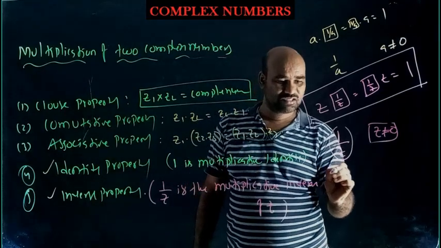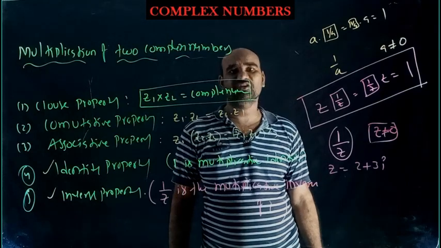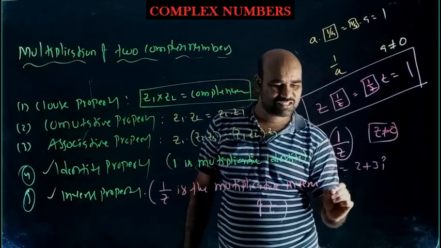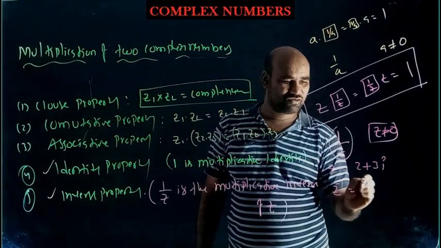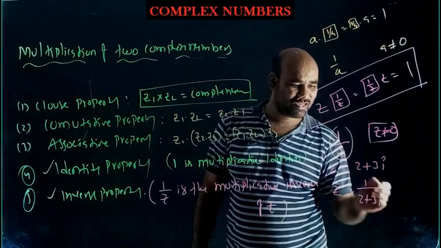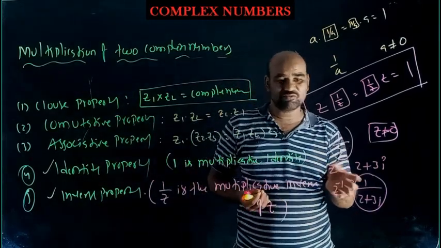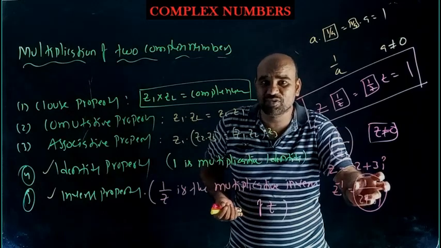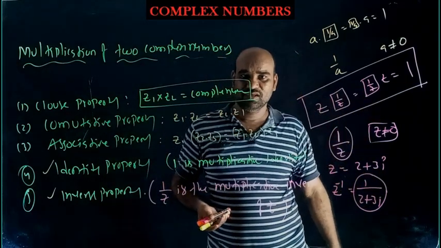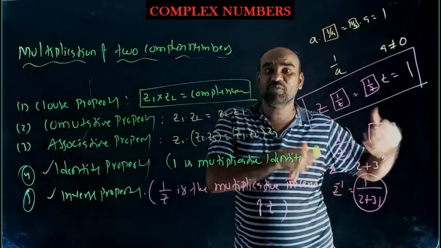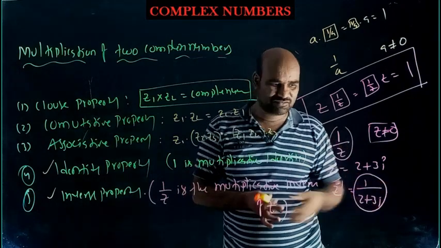Example problem. Z is given as 2 plus 3 iota. Then find its multiplicative inverse. Multiplicative inverse means Z power minus 1, you can write sometimes, 1 by Z. Z power minus 1 equal to 1 by 2 plus 3i. 1 by 2 plus 3 iota is the multiplicative inverse of Z only, but this is not the right answer, because we need to always write a complex number in standard form. Standard form is a plus iota b form. So this is not in the a plus iota b form. We need to convert. Okay.